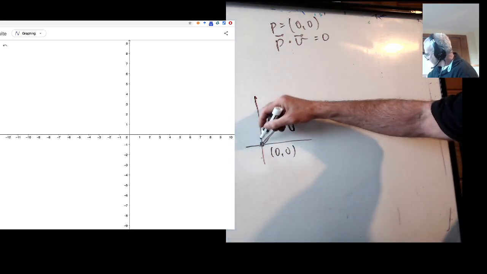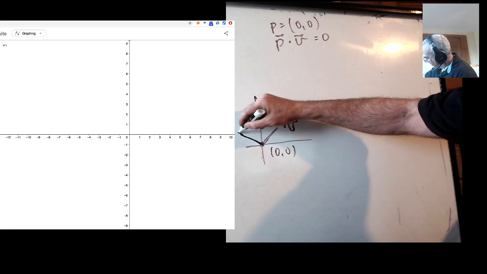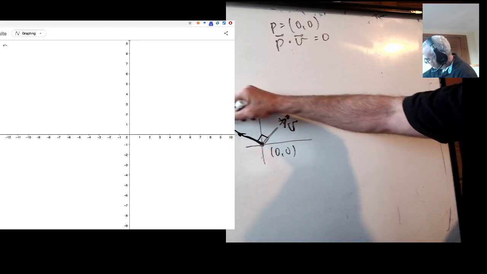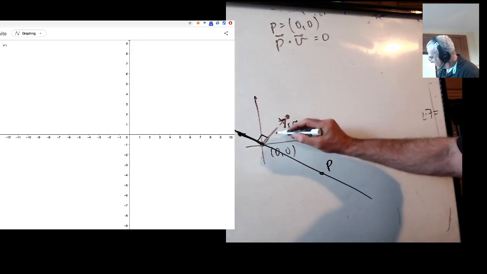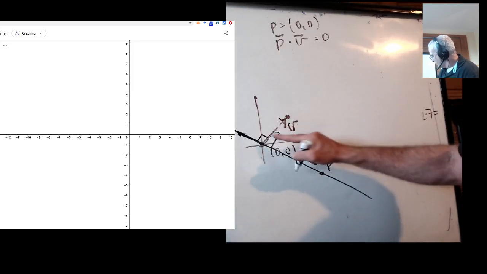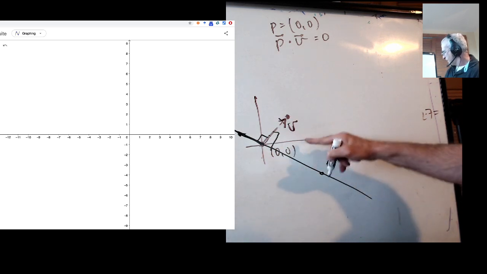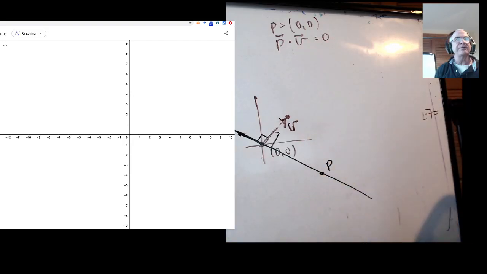There are other points, and as we said, if I'm just going in any direction that is orthogonal to V, take any vector over here, any point P such that P is orthogonal to V, put it as a vector, every point of it will satisfy P dot product V equals 0.